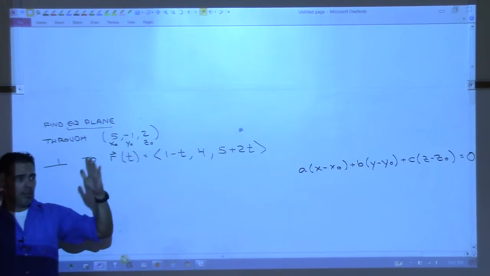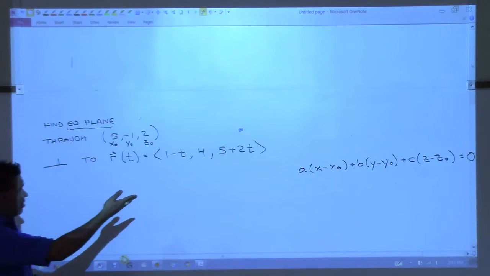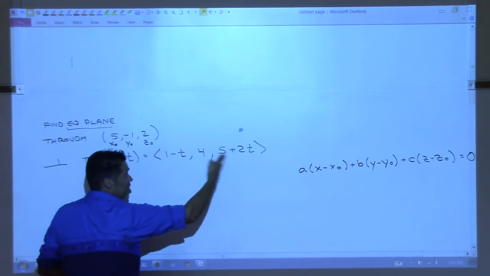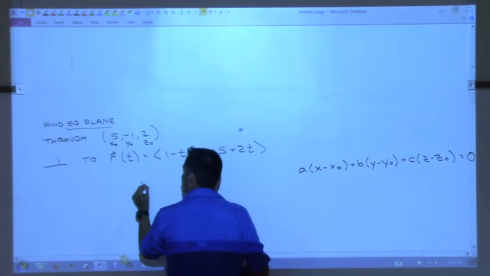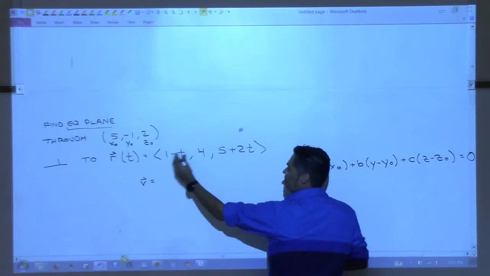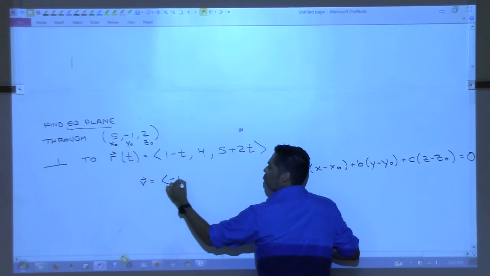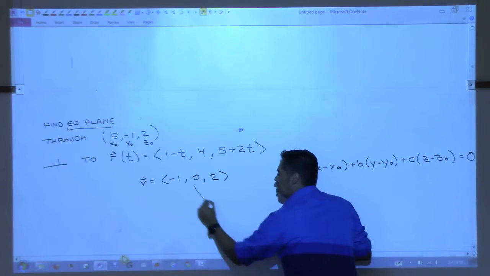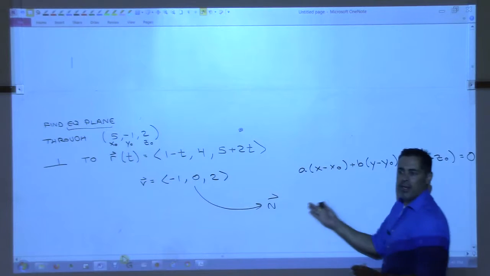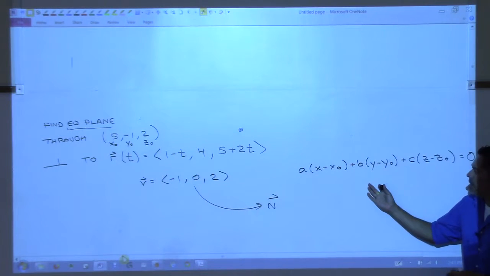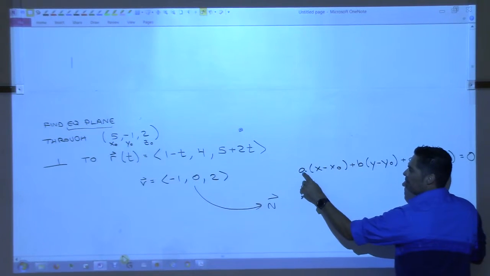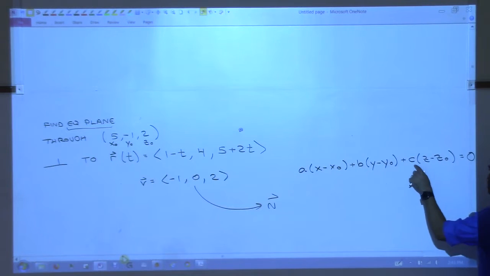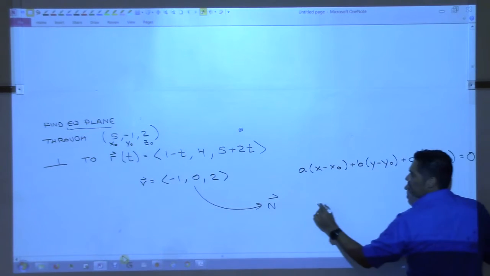So what is the direction vector of this right here? What is our direction vector for this line? -1, 0, 2, right? So I should use that as my normal vector over here. And therefore, this will become -1, 0, and 2. Make sense? So I'll just finish it up.